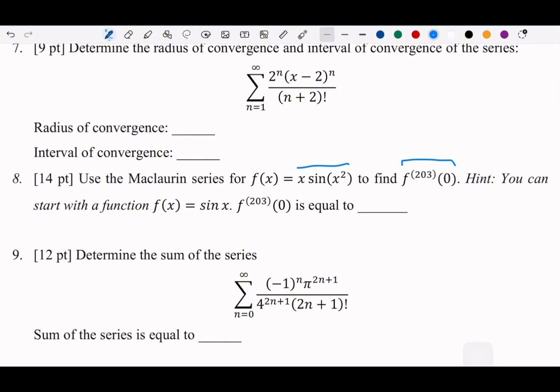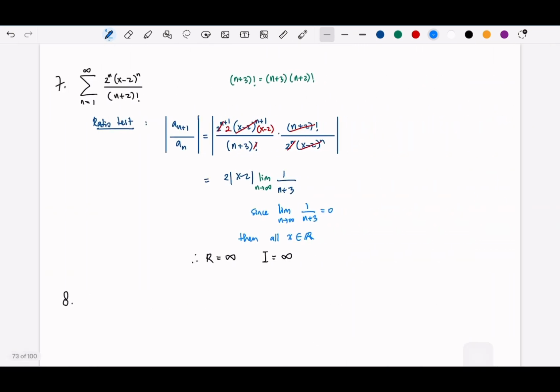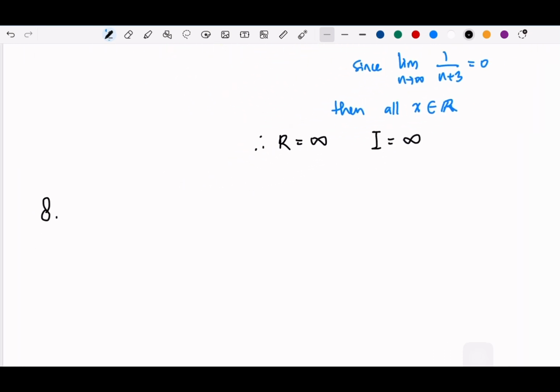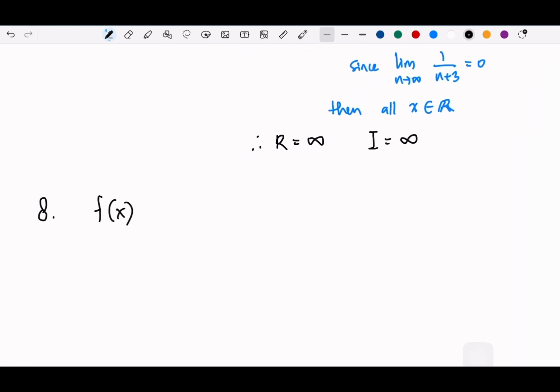And I give you a hint. You can start with the function f of x equals sine x, which means that we are expected to know the Maclaurin series for sine x. And then we just need to substitute x with x squared and then multiply with x to make a new summation, the new series. Okay. So let me write here. f of x is x sine x squared, right?